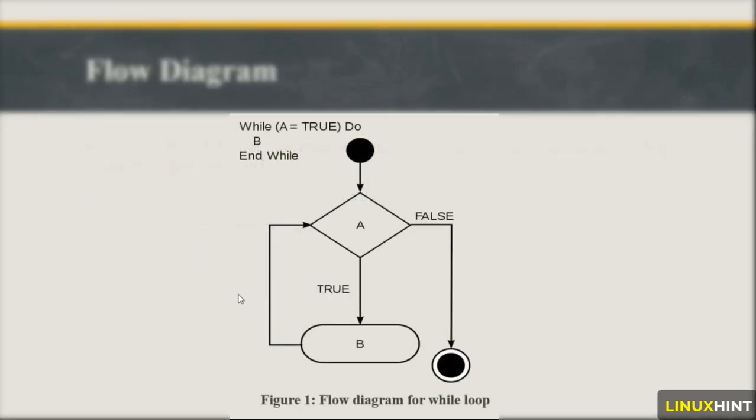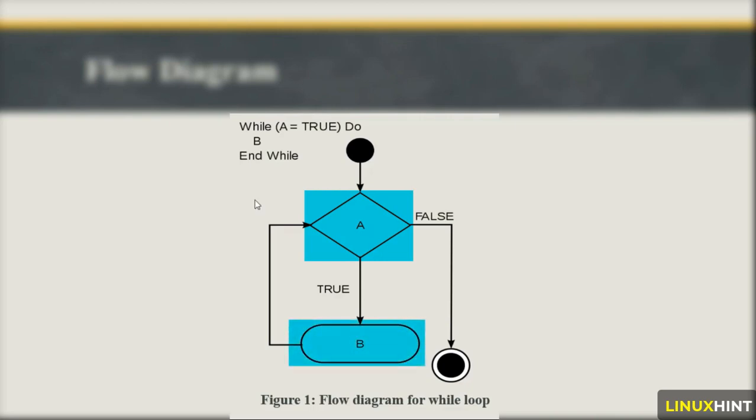This is the flow diagram for the while loop. When the loop starts executing, it evaluates the test expression. Then it will go to the block B, and the loop will keep on running as long as the condition is true. When the condition becomes false, the while loop terminates. Let's see two examples to understand the while loop in C++.